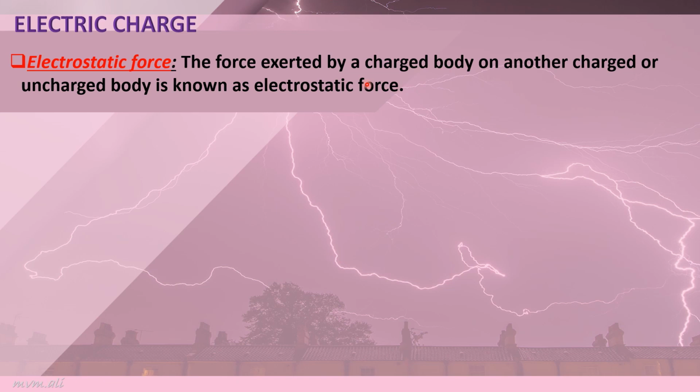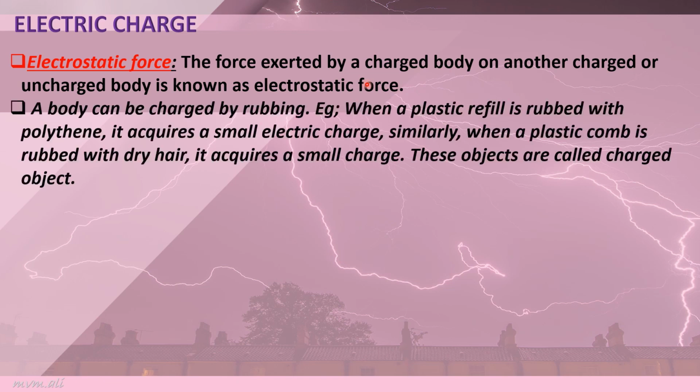Out of all these methods, charging by rubbing is the common method and it is very easy to charge by rubbing. For example, when a plastic refill is rubbed with a polythene, it acquires a small electric charge. Similarly, when a plastic comb is rubbed with dry hair, it acquires a small charge. These are some examples which show that a body can be charged by rubbing. These objects are called charged objects. Once the object gets charged or acquires charge, we call it a charged object. Clear? This experiment we have already done in the chapter Force, so we are not going to discuss that again.